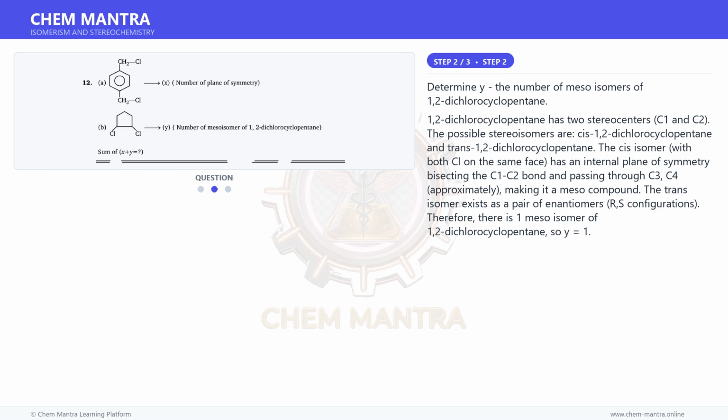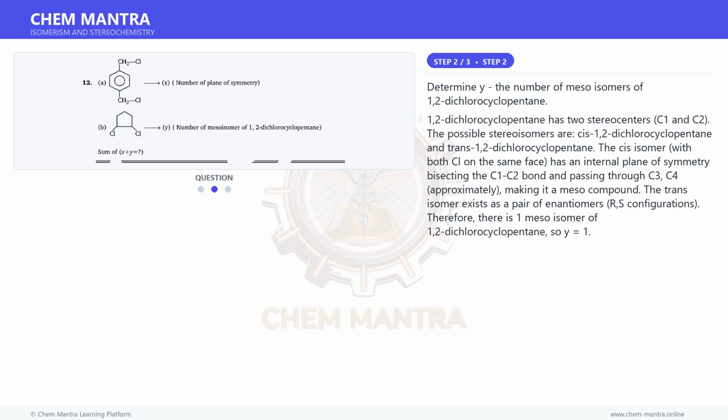Moving on to the next step. Determine Y, the number of meso-isomers of 1,2-dichlorocyclopentane. 1,2-dichlorocyclopentane has two stereocenters, C1 and C2.